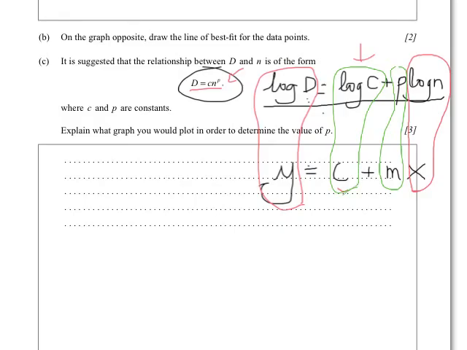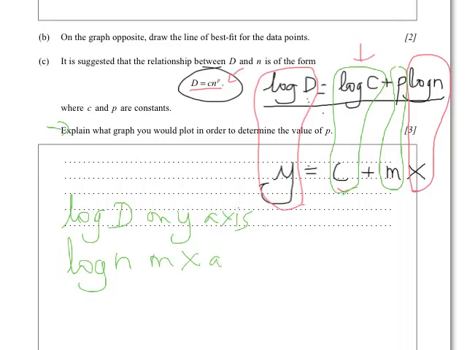Okay, so explain what graph you would plot in order to determine the value of P. P would be the gradient if you plot log D on the y-axis and log N on the x-axis, and then P would be the gradient. That's your 3 marks.